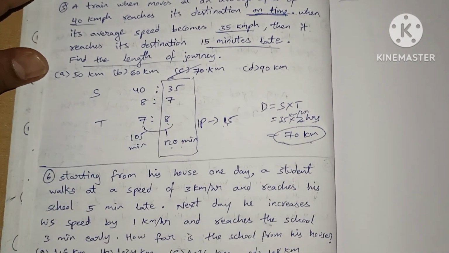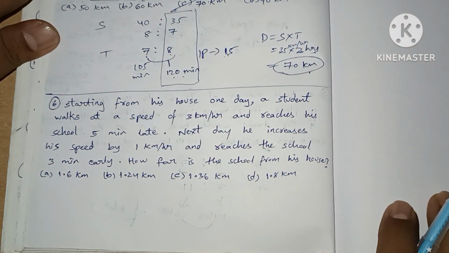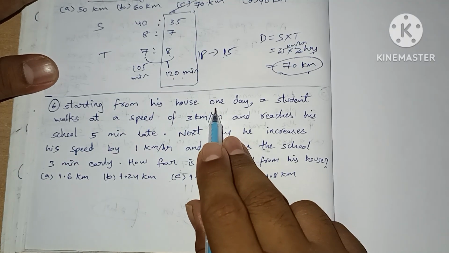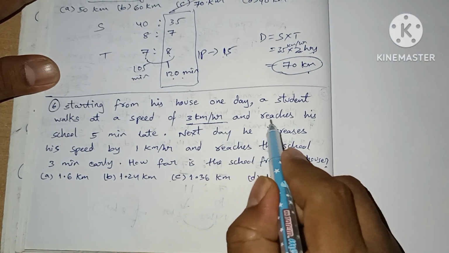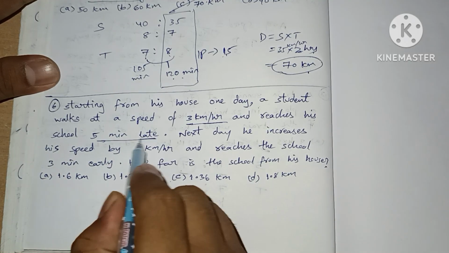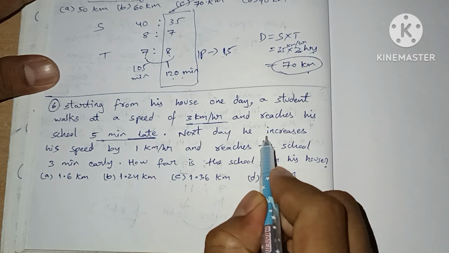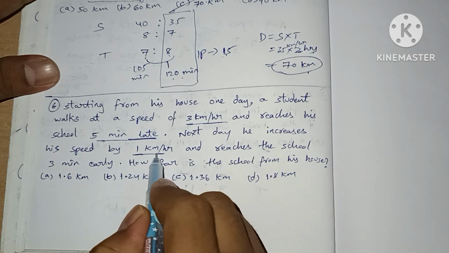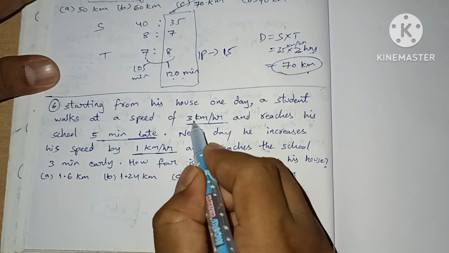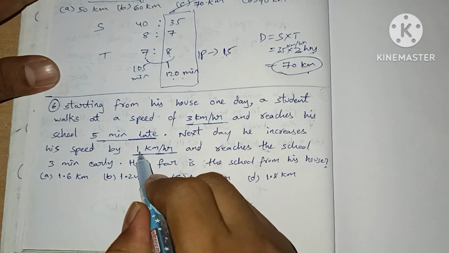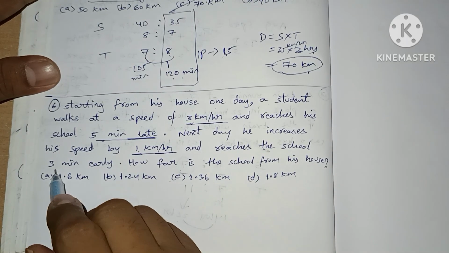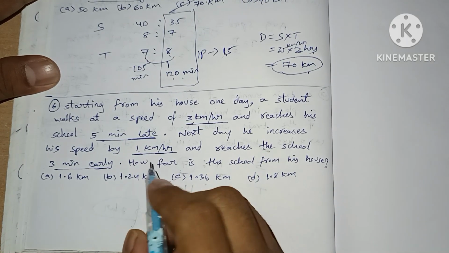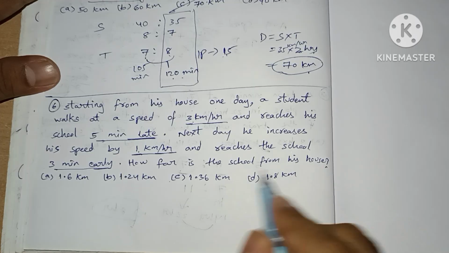Now we are going to see question number 6. Starting from his house one day, a student walks at a speed of 3 kilometers per hour and reaches his school 5 minutes later. Next day, he increases his speed by 1 kilometer per hour. So initially 3 kilometers, now he walks at 4 kilometers per hour and reaches the school 3 minutes early. How far is the school from his house?